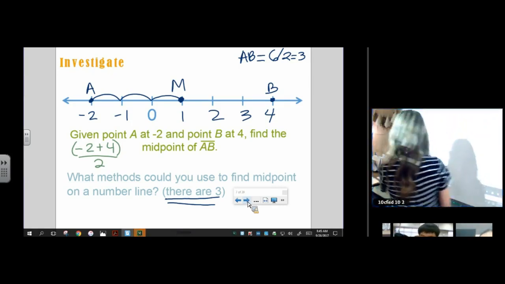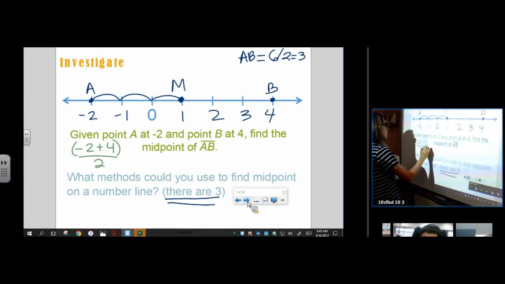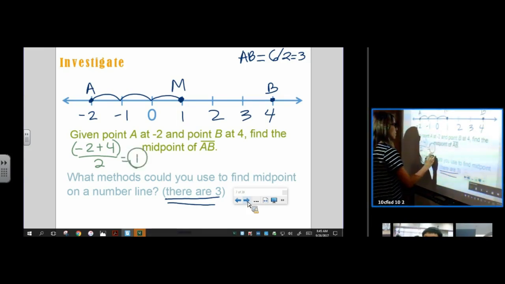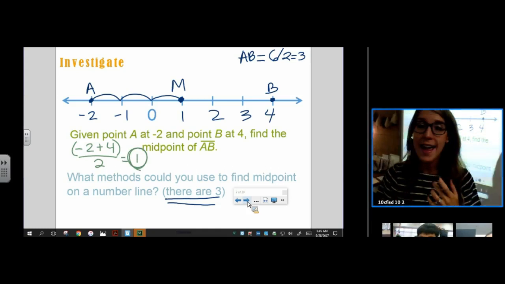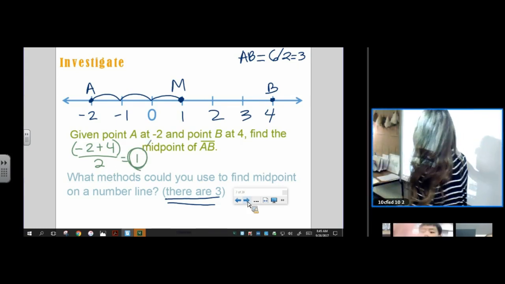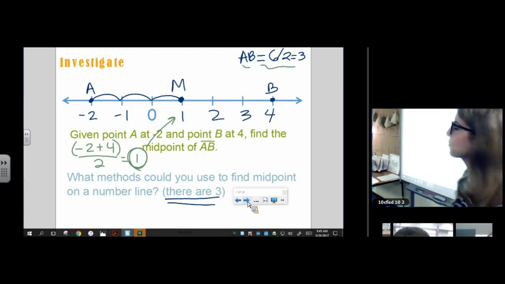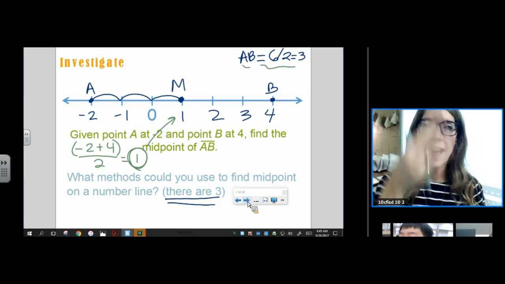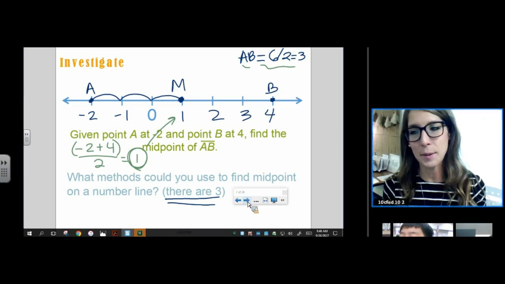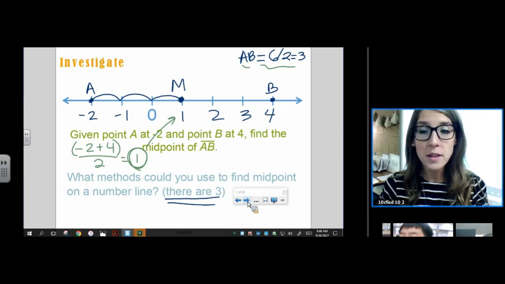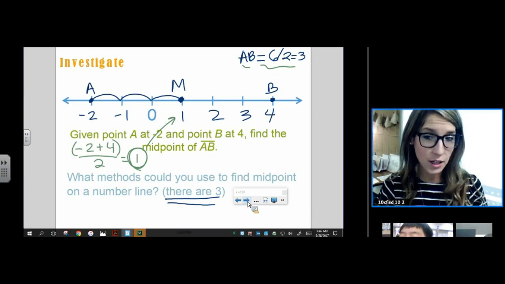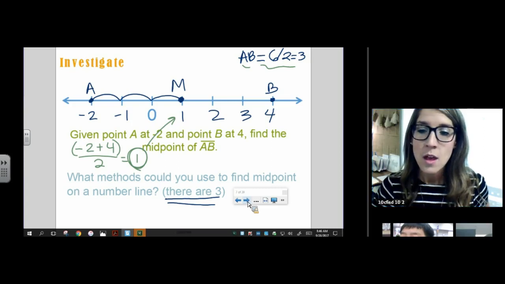So good. -2 plus 4 is 2. 2 divided by 2, whoa. If we do it that way, we already have the answer, and there's no other steps. The only thing about up here is find the distance, divide by 2, then add it back onto the end. That's 3 steps. If you do the midpoint formula, you have calculated the answer without multi-steps.